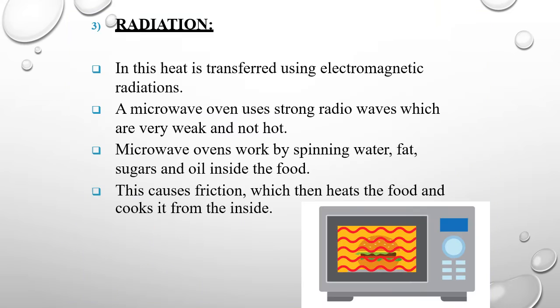The next method is the radiation method, in which heat is transferred using electromagnetic radiation. A microwave oven uses radio waves, which are very weak and not hot. Microwave ovens work by spinning water, fat, sugar and oil molecules inside the food, and this causes friction, which heats the food and cooks it from the inside.